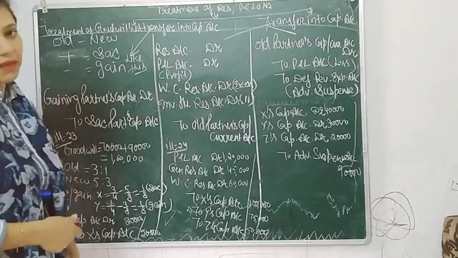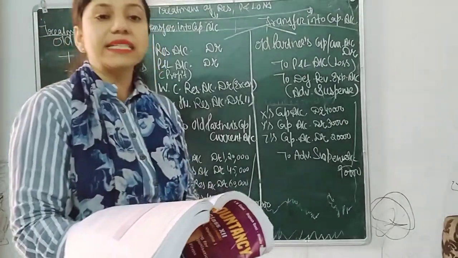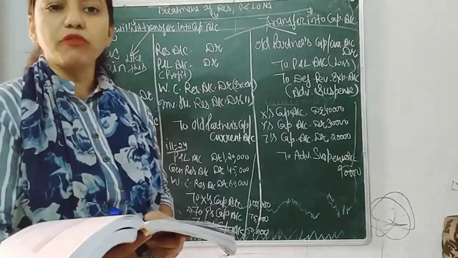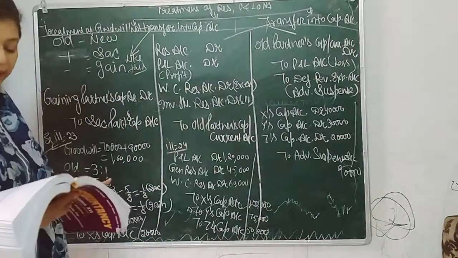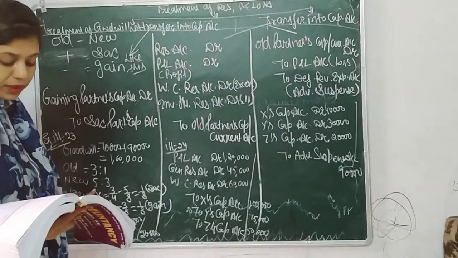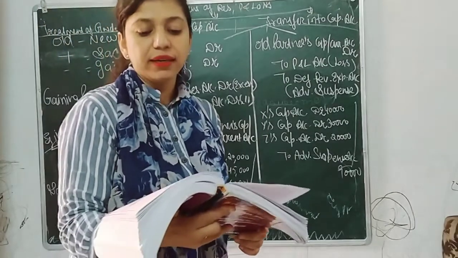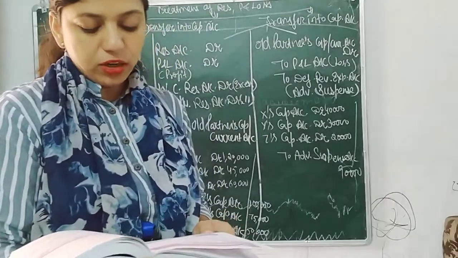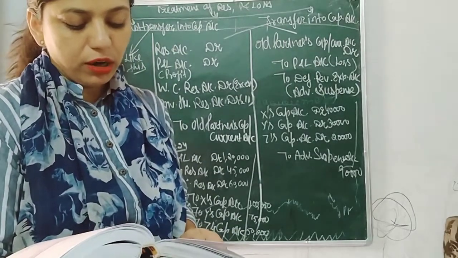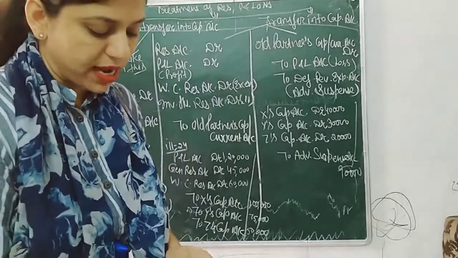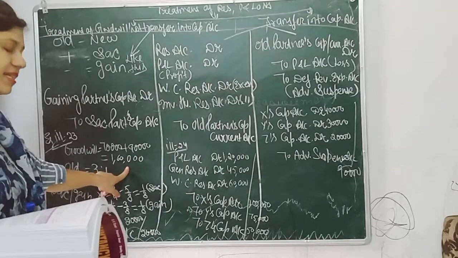So we have an example, illustration number 23. X and Y are partners sharing profits and losses in 3:1. That means the old ratio is 3:1 and their new ratio is 5:3. The profits of 3 years are 60, 70 and 90. It is said in the question that the goodwill should be calculated at the total of last 2 years profits. So the last 2 years profits are 70 plus 90, that means 1,60,000.